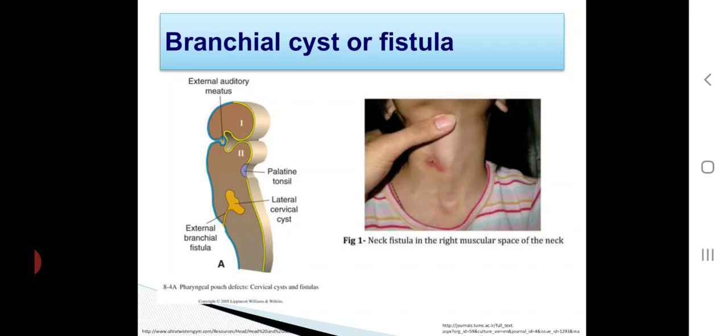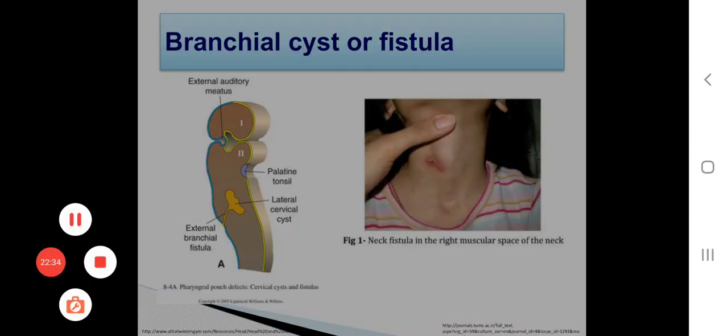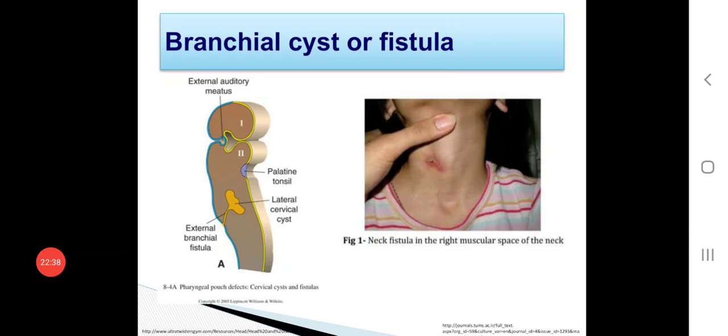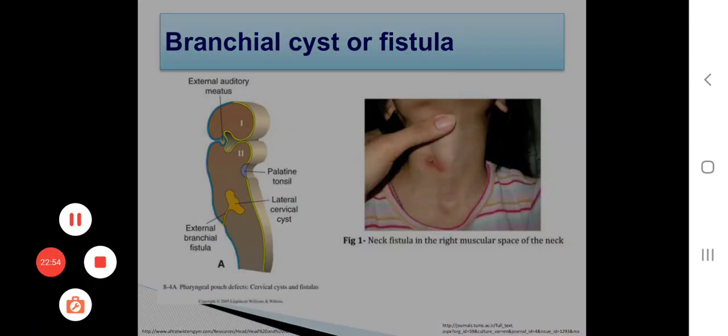So this completes the development of the pharyngeal apparatus class. We have learnt in detail the development of the pharyngeal arches, pharyngeal clefts, pharyngeal pouches, pharyngeal membranes. So this completes the pharyngeal apparatus. The remaining related head and neck embryology we will see in the next class.